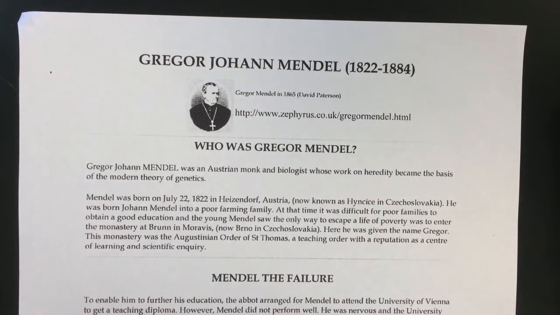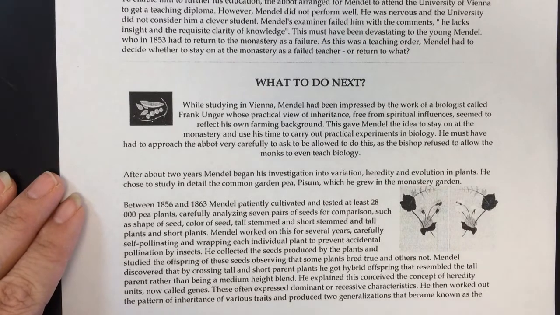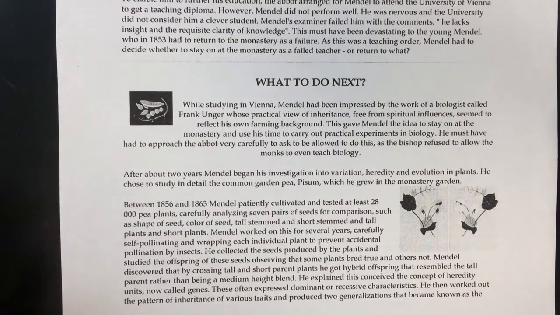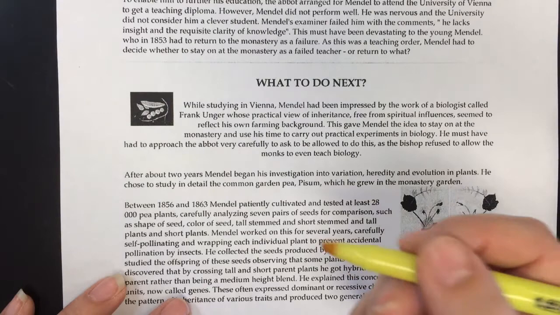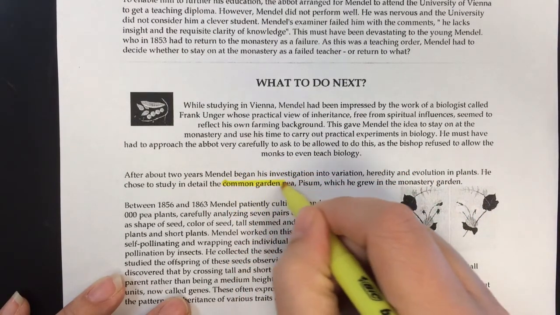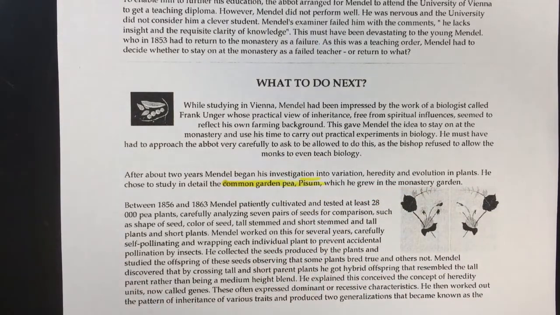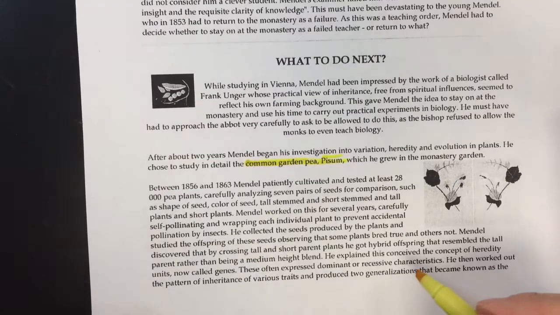But I also want to point out a couple of really good vocabulary things in here that I would like you to highlight. The first one comes down here in this what to do next section. One of the big things that we always want to point out with Mendel is that he did work with the common garden pea, and the genus name for that one is Pisum, and so have fun with that. Another one that I want to point out to you is that these plants were self-pollinating.